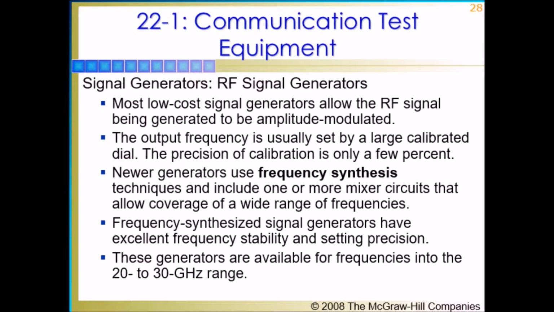Most frequency synthesized signal generators use a front panel keyboard. The desired frequency is entered with a keypad and displayed on a digital readout. As with other signal generators, the output level is fully variable. Frequency synthesized generators are available for frequencies into the 20 to 70 GHz range. Such generators are extremely expensive, but they may be required if precision measurement and testing are necessary.